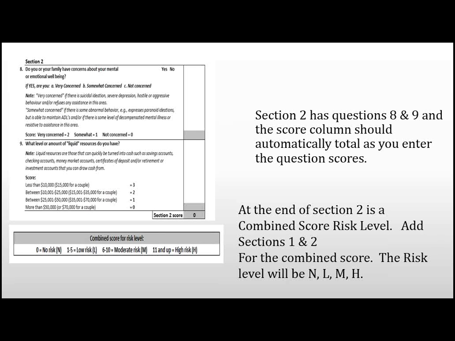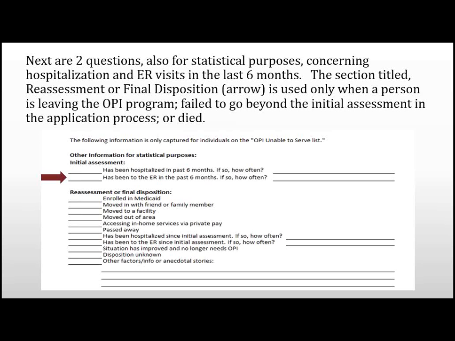Section 2, these are the only questions that we ask regarding finances. They're in Section 9, as well as the question about who has concerns about you and to what degree are they concerned. And based upon the combined score of sections 1 and 2 is where we come up with whether this individual is of a high risk or a moderate, low, or no risk. So these final questions, these are for statistical purposes.